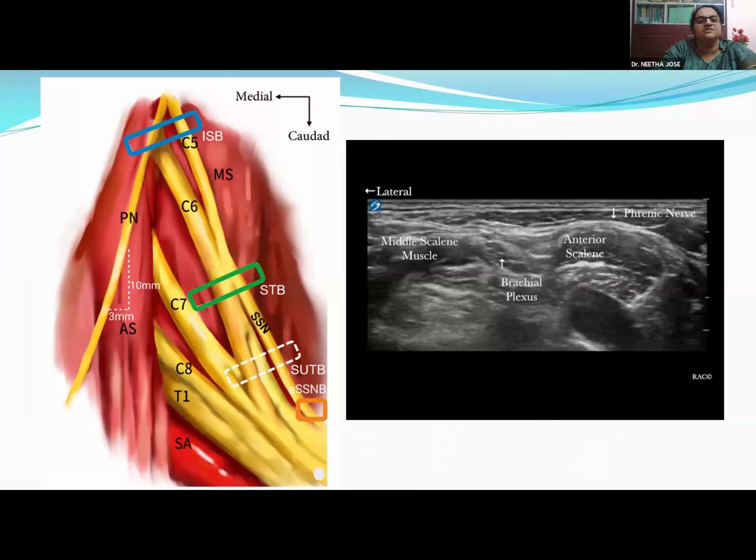And here you can see that the suprascapular nerve branch is given off after this portion. This is the ultrasound picture. Here you can see the anterior scalene muscle, middle scalene muscle, and the brachial plexus. This is the phrenic nerve, which is anterior to the anterior scalene muscle.